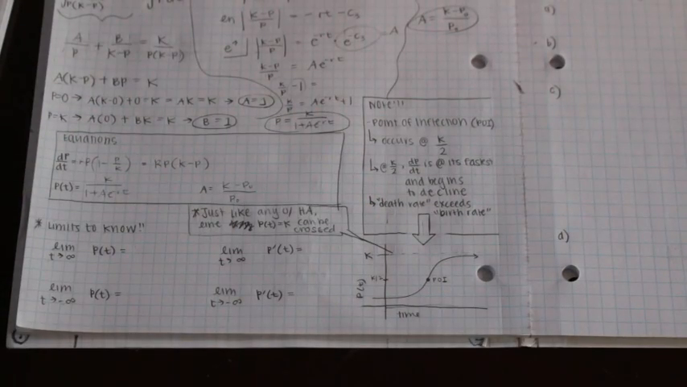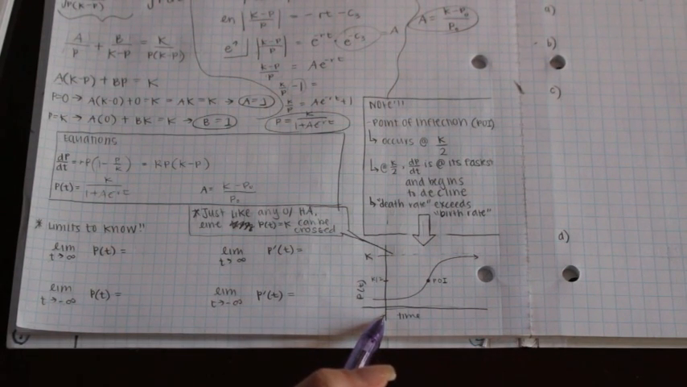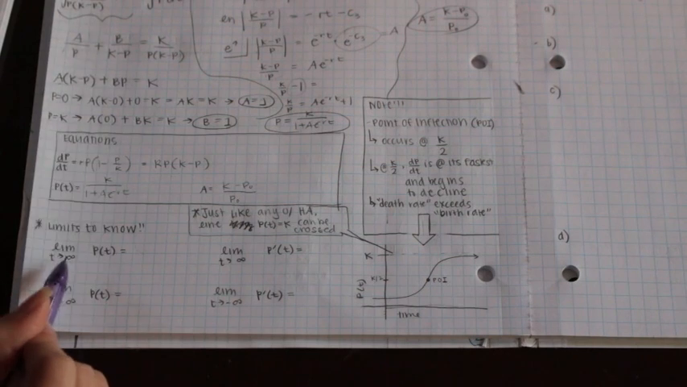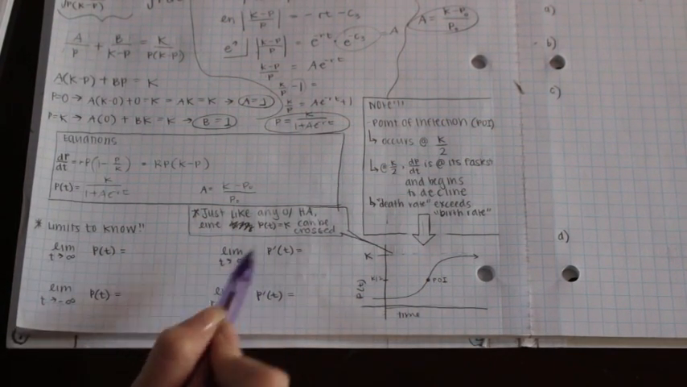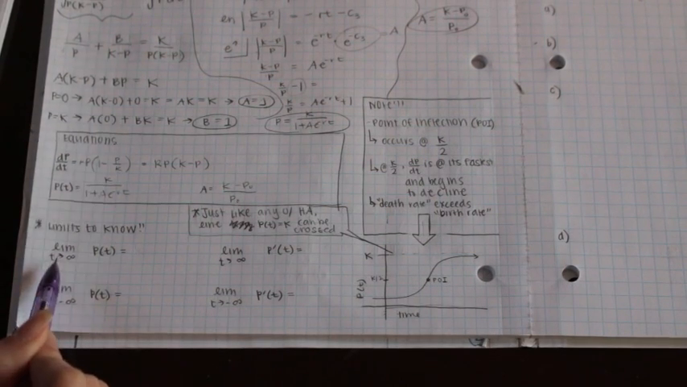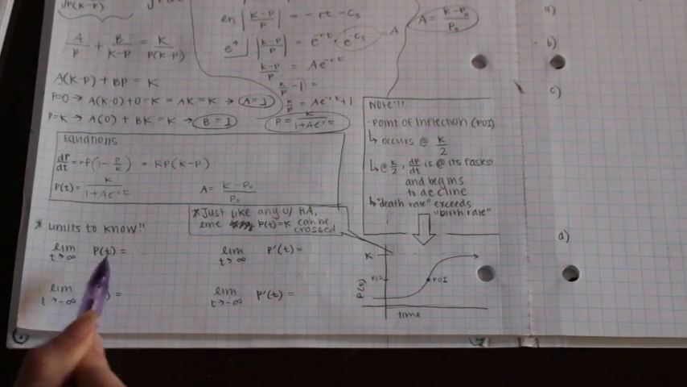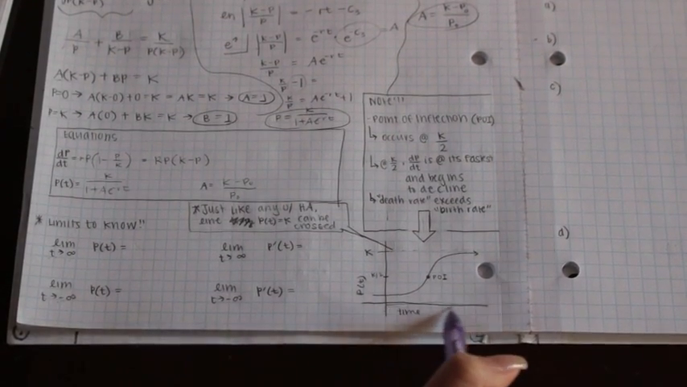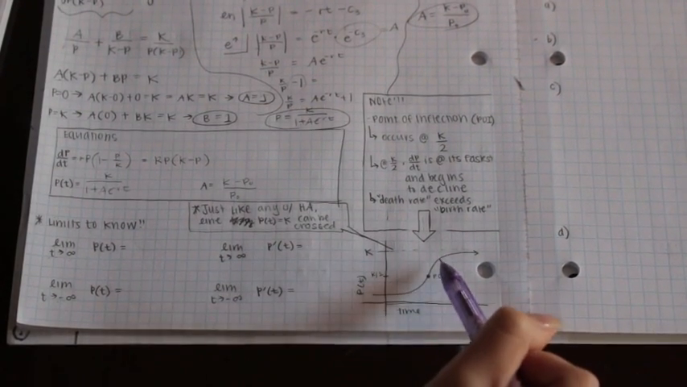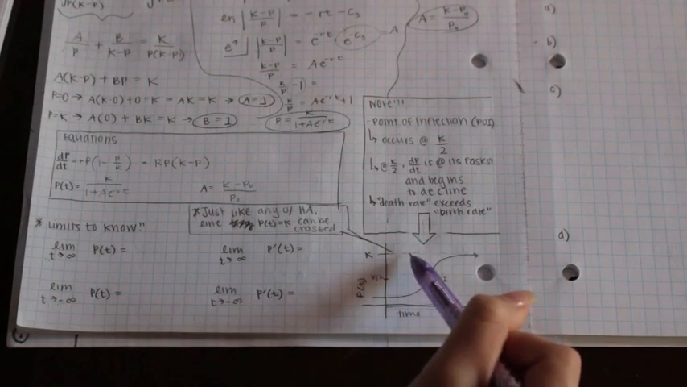Next, we're going to go over 4 limits that you need to know. So here we have our basic logistic growth function, and we're going to be looking at the limit as t approaches infinity and negative infinity of both P of t and P prime of t. So first, this one, as t approaches infinity of P of t. So here's our P of t, and we can see that as time goes on to infinity, our P of t value is going to be approaching K.